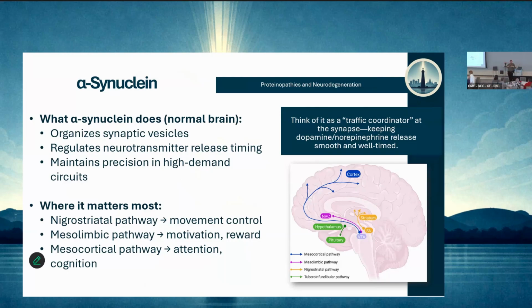Those are collections, basically, of neurotransmitters that are released between brain cells that allows them to communicate. Alpha-synuclein organizes those, and then it also regulates neurotransmitter release timing. And this is really important for neural circuits that are required for precise timing, let's say for motion, for example. And this is so much the case that even for dopamine, which is a neurotransmitter, a lot of these neural circuits will rely on precise pulses of dopamine.